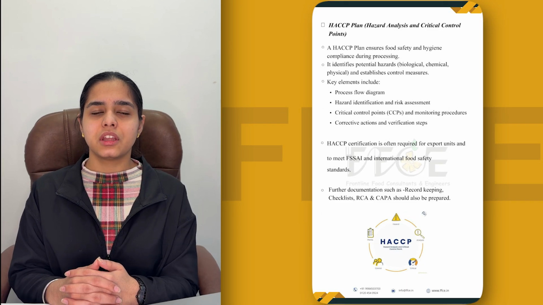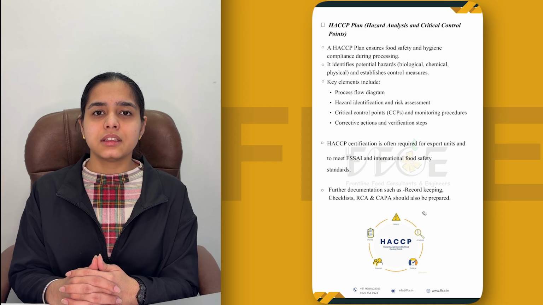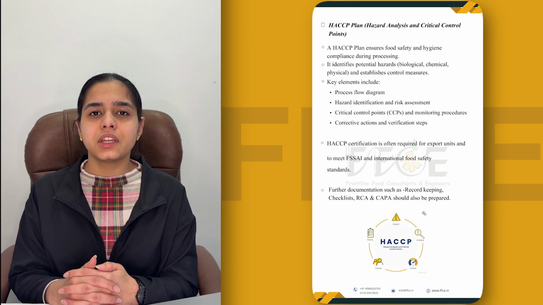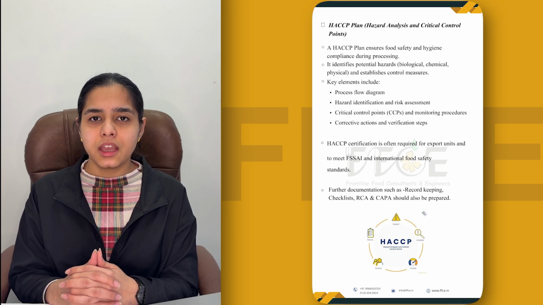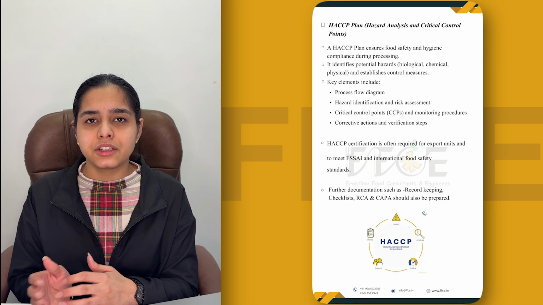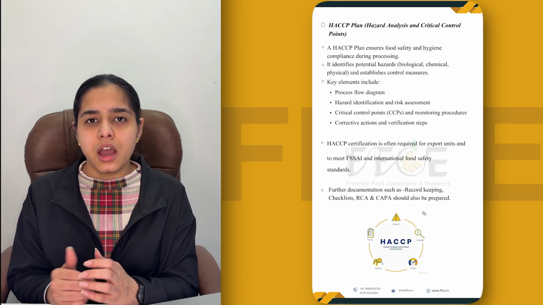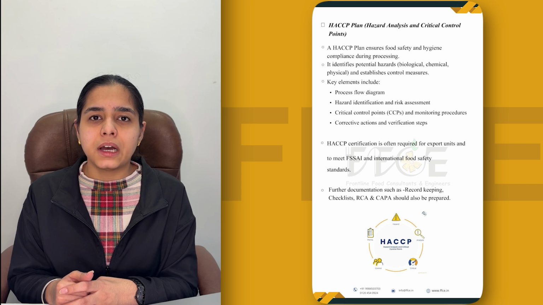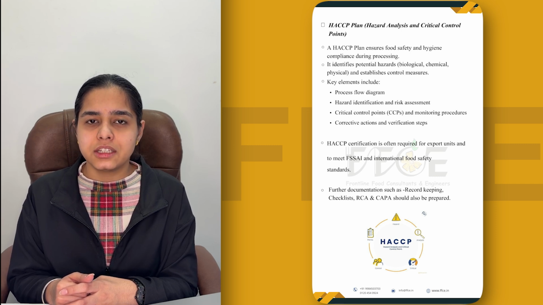Other documentations involve HACCP plans. They help to ensure food safety during production. They analyze the food safety hazards throughout the processing and also set up the critical limits and corrective action plans to control and eliminate them. Other documentations like record keeping, checklists, CAPA, RCAs, should also be maintained in the industry.